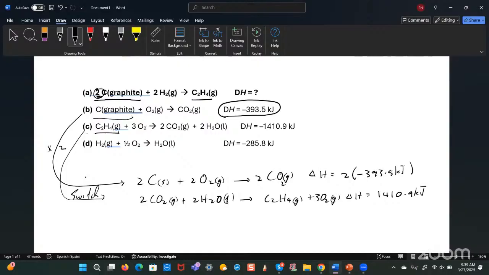And then now we get to the last equation here. Again, we're comparing this equation to the first one, and we notice that we have 2H2 on the left side here in the first equation. Here we have only 1, so in order to get a coefficient of 2 here, I multiply by 2. So in that case, you're going to get 2H2 gas plus 2 times half O2 gas to give 2H2O liquid.